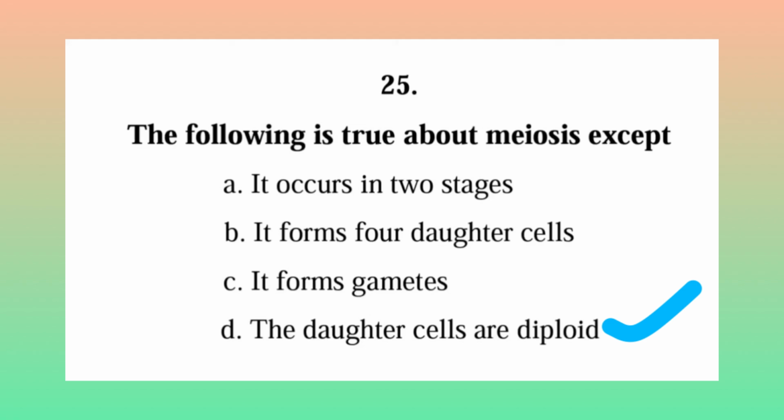C. It forms gametes. Right, meiosis is the main process during gamete formation or gametogenesis, spermatogenesis in male and oogenesis in female. D. The daughter cells are diploid. Wrong. The daughter cells of meiosis are haploid in nature. So, option D is the correct answer.